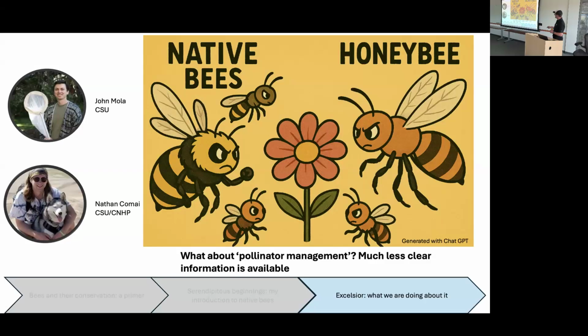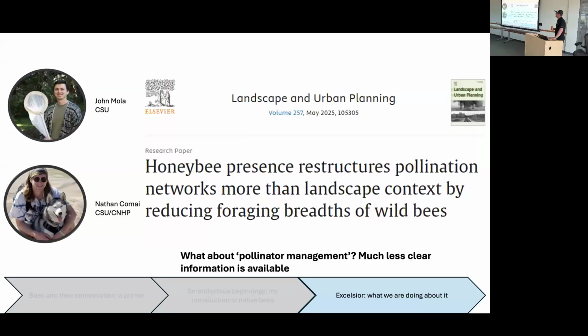So this is what happens when you ask ChatGPT to make you a picture of native bees and honeybees competing over a flower. Anyway, they look bad. But that resulted in this paper that came out just this last year that we're really proud of. I actually wrote this one, and it was really fun because we got to go deep into network stuff and look at how honeybees and their presence might actually be rewiring some of these ecological networks, these plant-pollinator networks.